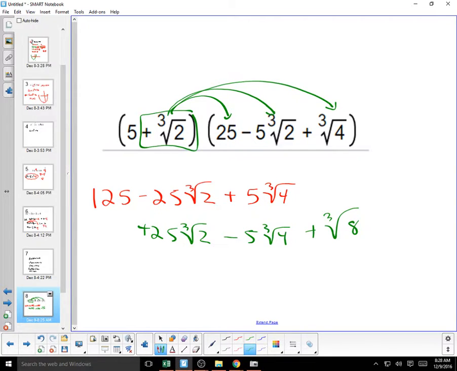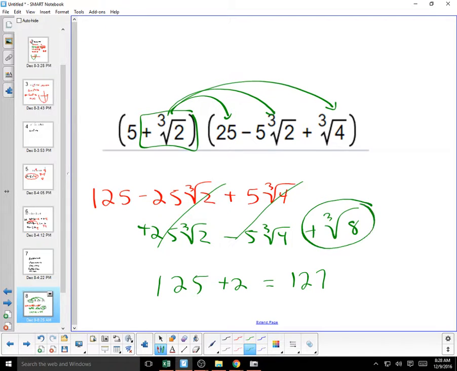Now here's the cool thing. These two inside are opposites of each other, aren't they? So that's gone, and that's gone. So what you have is 125 plus 2 for a total of 127, because the third root of 8 is simply 2. If I do the prime factorization, you'll see that's 2 times 2 times 2. So I have a set of 3, which gets to come out. We're good to go.